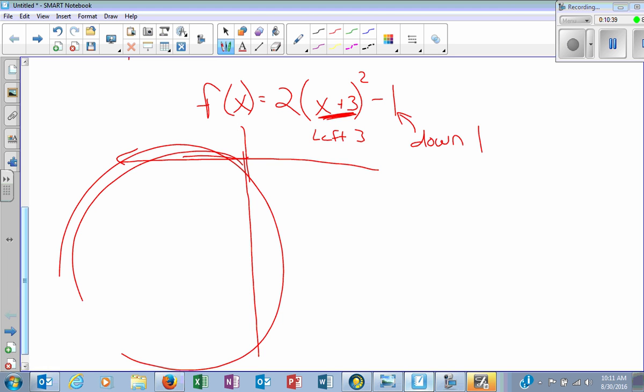So when I make my graph, I know that I'm going to make it look something like this. Then I know that it's going to be a stretch of 2. So I know that if my normal graph looks like this, it's going to be skinnier. I also know that this graph should be facing up because this is a positive. Do you see how I know all this stuff before I even start graphing it?